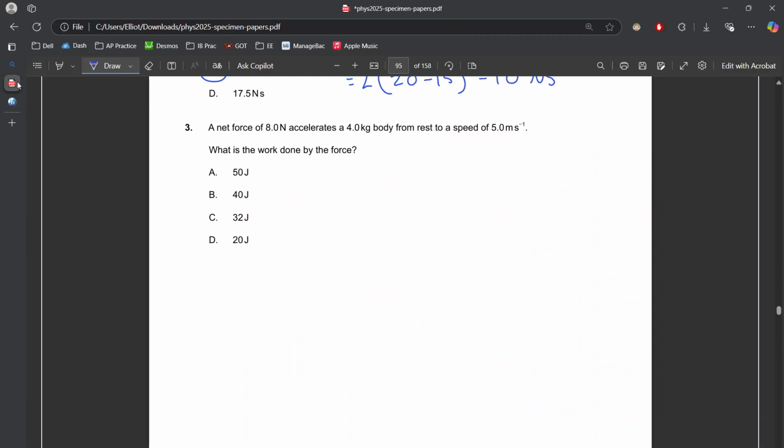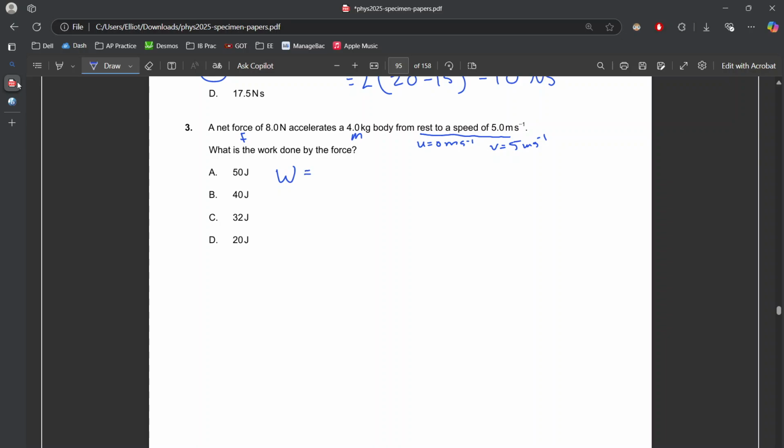Alright. Now we have work. So work, W, and we have a force. Let's call this F. And we have a mass. Let's call this M. And we have from rest to a speed of 5. So this is u is equal to 0 and v is equal to 5, and we'll just use meters per second. Let's be consistent. Okay. What is the work done by the force?